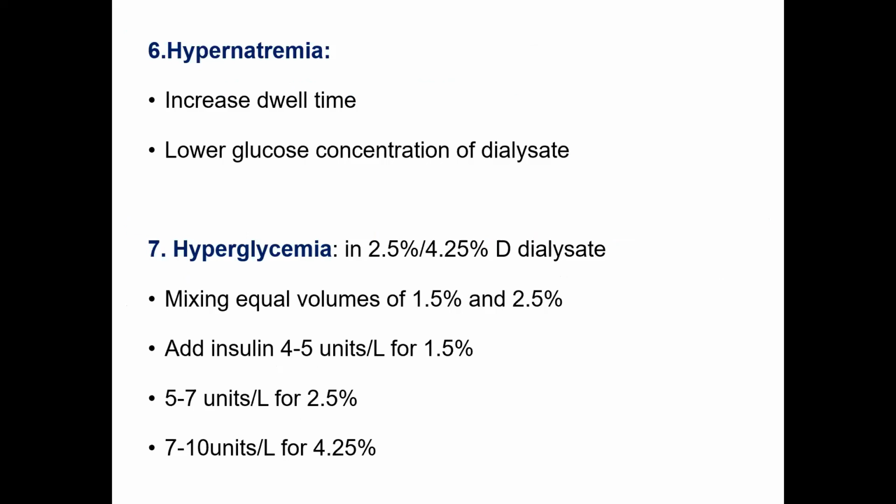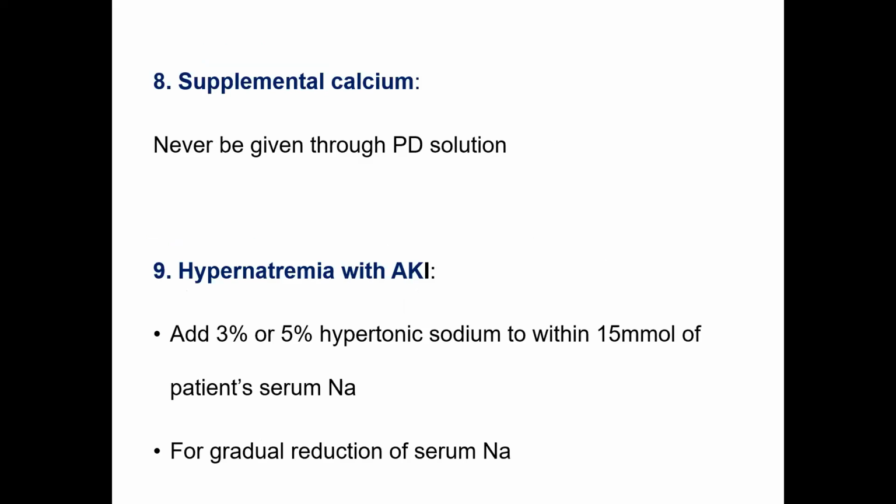In case of hypernatremia, we have to increase dwell time and lower glucose concentration of dialysate. If the baby is having hyperglycemia, and we are using 2.5% or 4.25% dextrose dialysate, then we can mix equal volumes of 1.5% and 2.5% dextrose PD solution. And if it is not corrected even by mixing these solutions, then we can add insulin. The dose is 4.4 to 5 units per liter for 1.5% PD solution, 5 to 7 units per liter for 2.5% PD solution, and 7 to 10 units per liter for 4.25% PD solution. Supplemental calcium should never be given through PD solution as it can get precipitated.